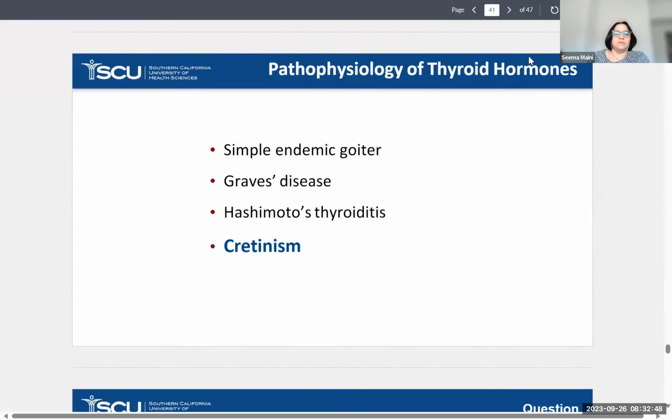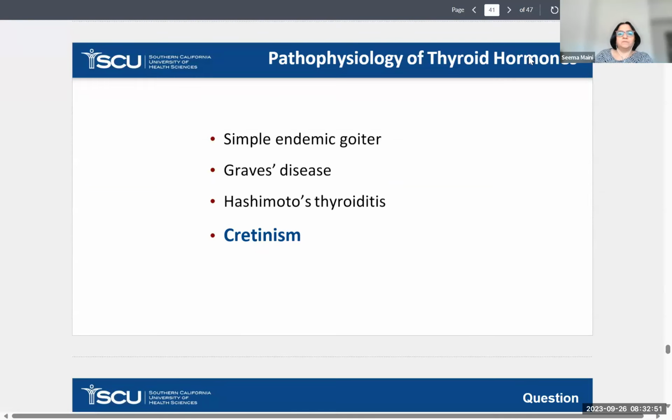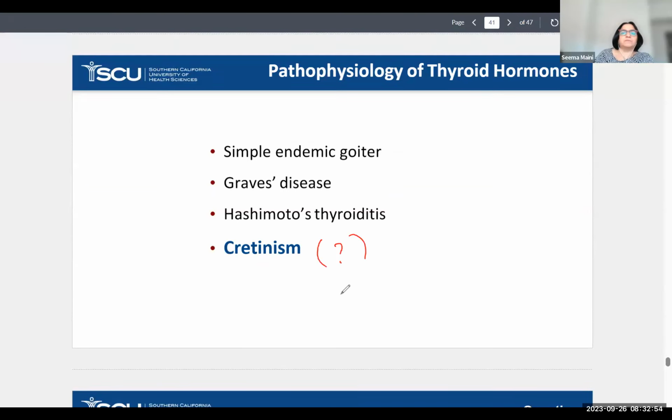And then coming to cretinism. What is a cretin? What do you understand by cretinism? A child not developed, appears in kids, babies. Yes, congenital hypothyroidism, if a baby is born with a hypofunctioning thyroid gland. What are the features of cretinism?